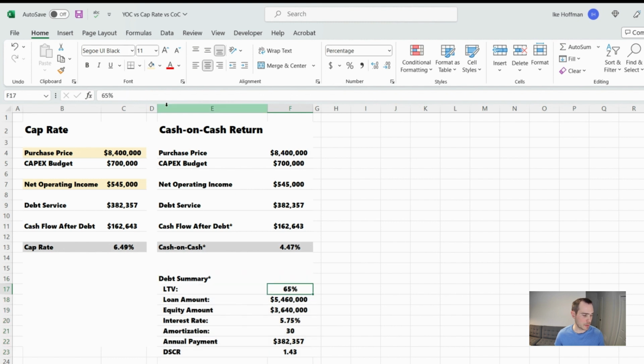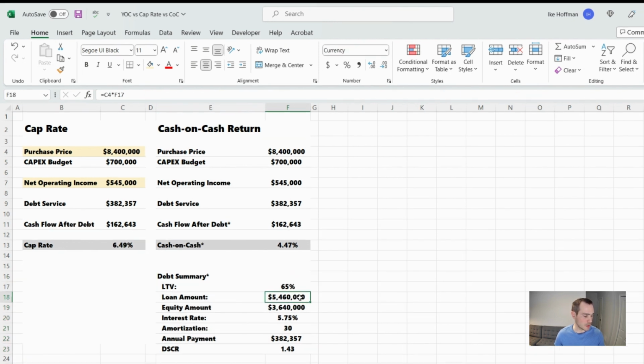So we have a 65% LTV loan. The loan amount is only factoring in the purchase price. So it's taking 65% of this 8.4 million. And in this specific scenario, it's assuming that the investor would have to front the $700,000 in capital repair. This means they would need to bring $3.64 million of equity to the table. I'm going to highlight this because that's going to be the denominator of the cash on cash equation.